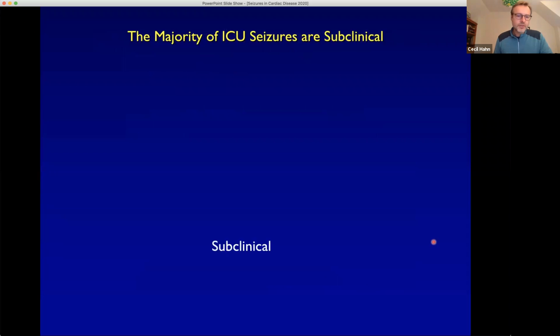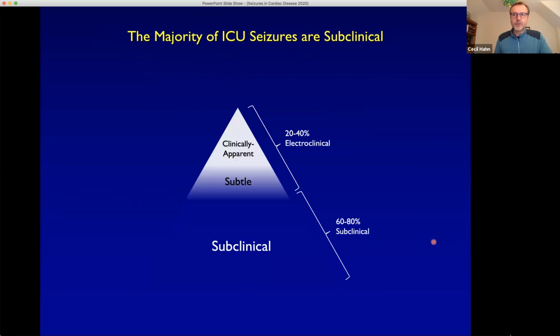The majority of seizures are subclinical, as I've said before. So when you look at how many seizures are actually visible, even on video after the fact, only 20 to 40% have any kind of expression. And most of those are so subtle that you're not going to recognize them. Even if you're right at the bedside caring for the baby or the child, often you won't realize they're having a seizure because it's so subtle. Look and you shall find.